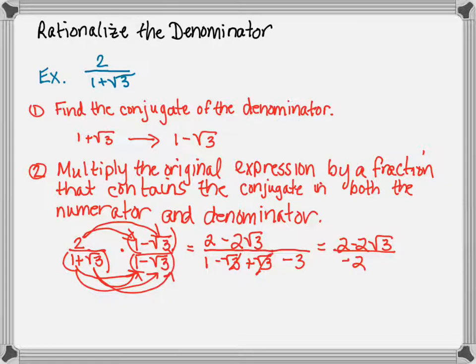I can simplify this a little further because both terms in the numerator can be divided by negative 2. I think it's easier to simplify if we separate into two fractions. So I have 2 over negative 2 plus negative 2 radical 3 over negative 2. And that simplifies to negative 1 plus radical 3.